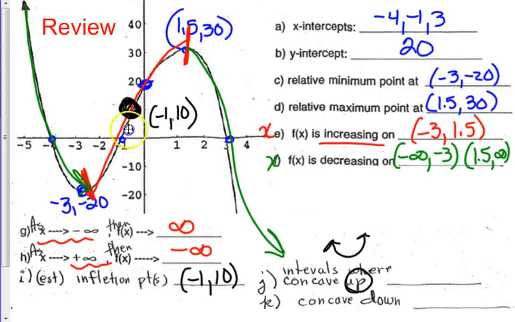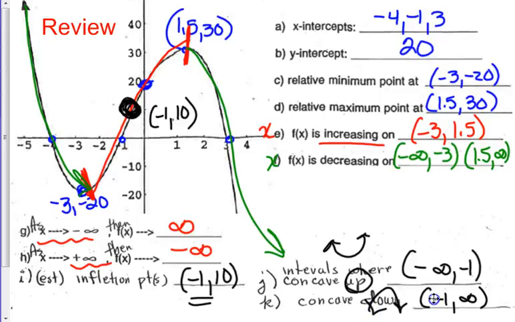This shape is the left side, which would be -infinity to -1, using the x value from whatever inflection point you picked. And then the right-hand side of that would be where it's sad or concave down, so from -1 to infinity. Any questions about the graphing stuff?